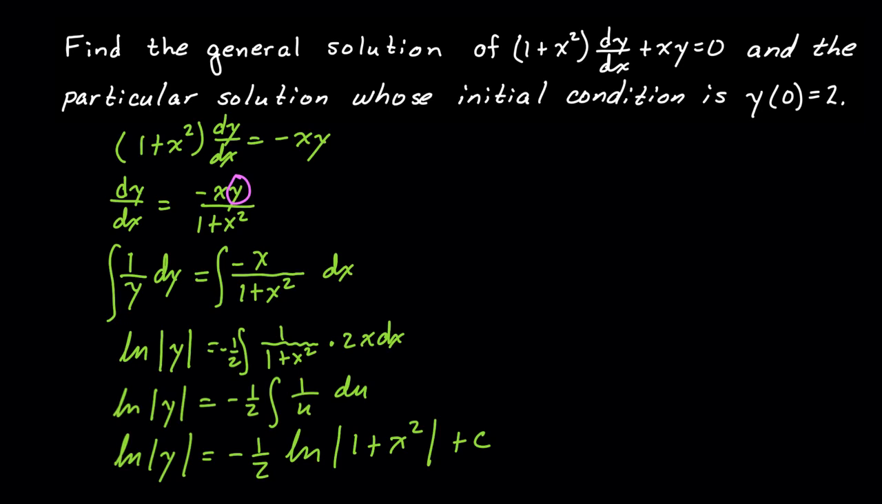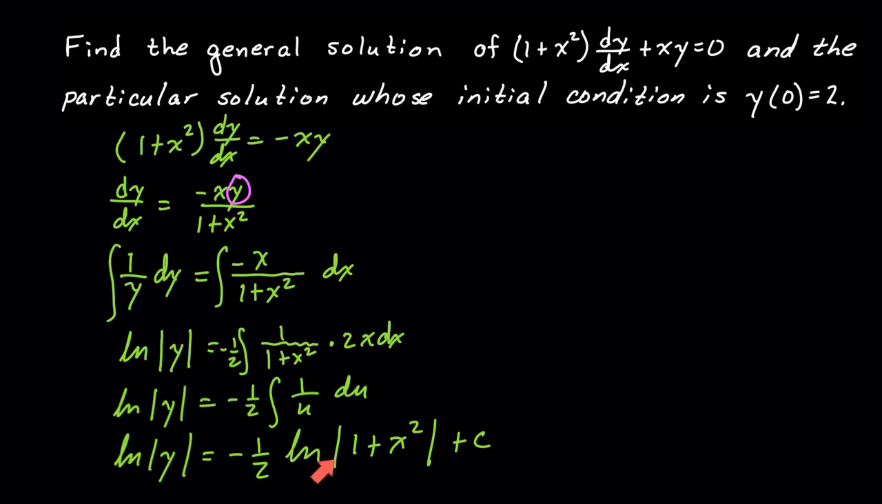Now the absolute value bars on this one are not absolutely necessary. We usually put those there out of habit. When you do an integral, you always put absolute value bars around this. However, 1 plus x squared is always going to be a positive number. Therefore, the absolute value bars are not absolutely necessary, but putting them there does not hurt anything.